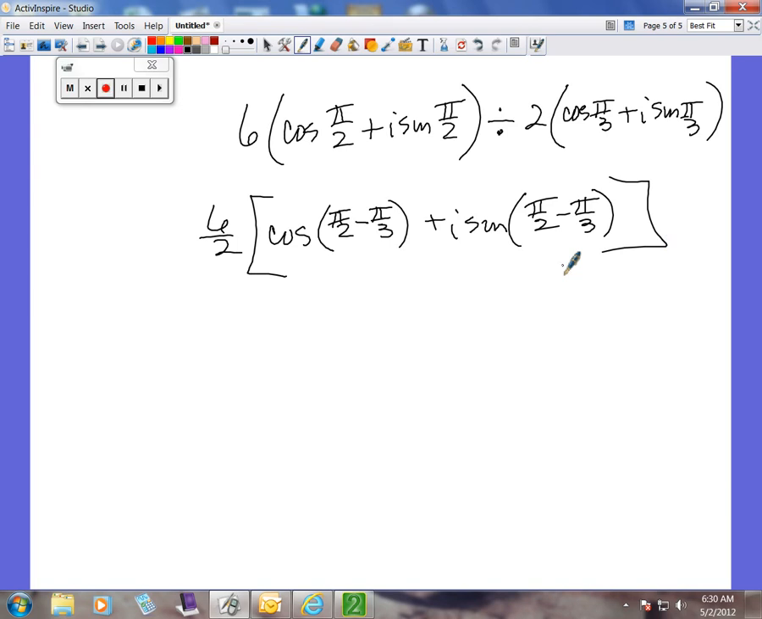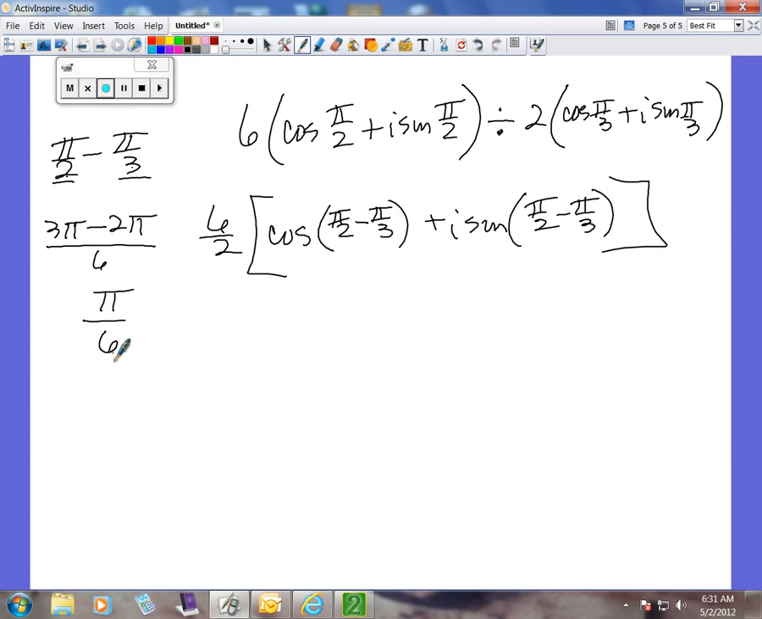Now to subtract these, another way I've taught you to do this, I gave you this formula where a over b minus c over d, when they're not alike, you can take pi times 3, which is 3 pi, minus 2 times pi, which is 2 pi, all over 2 times 3, which is 6. 3 pi minus 2 pi is pi, so 1 pi over 6.